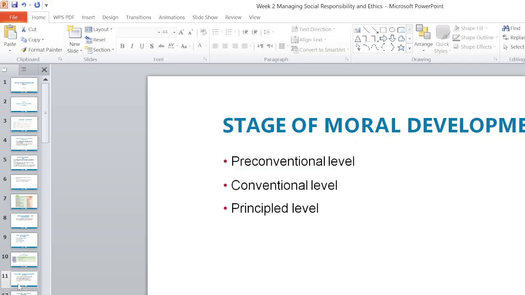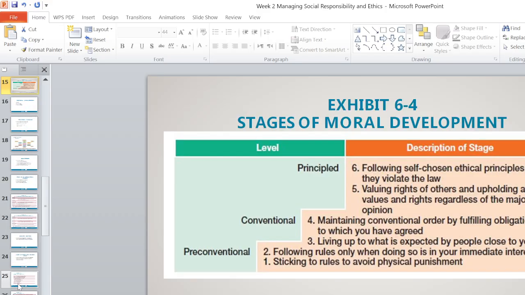We have different stages of moral development for each person. You could be at any level. We have the pre-conventional level, the conventional level, and the principled level. So what is the pre-conventional level? The person is sticking to rules only to avoid physical punishment, not because it's moral or the right thing to do. Following rules only when doing so is in your immediate interest. So if the rules are not going to be in your favor, and there's no advantage in it for you, then this person is not going to be following these rules.